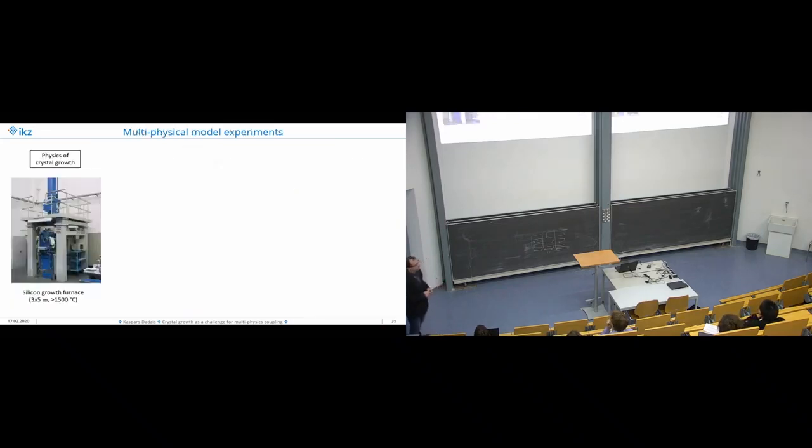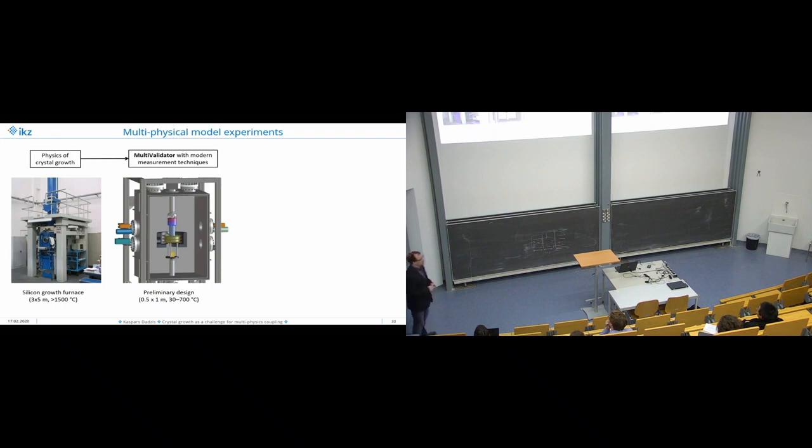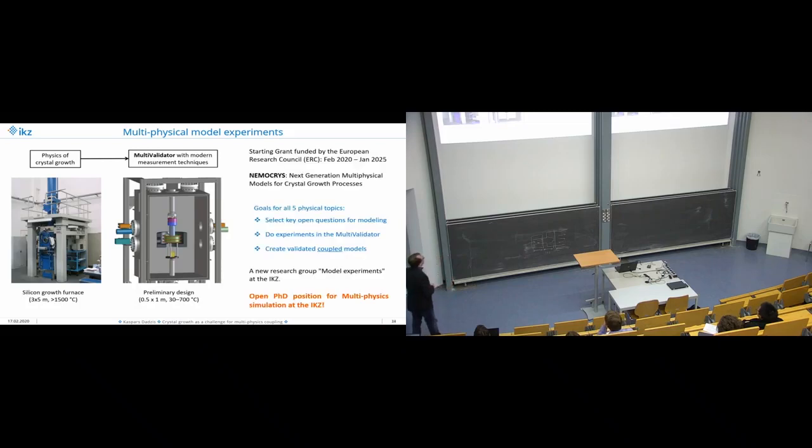And our strategy for crystal growth is now, we have this complex furnace, which works at about 1,500 degrees. And then we do a specialized design for crystal growth, with lower temperatures and smaller sizes, but with the main advantage that we have modern measurement techniques, which we can integrate in this specialized setup. Because we cannot really do any measurements in this big furnace, because you need a high vacuum there, you need high temperatures, and you cannot really install many parts in this furnace. This is a topic which we have in a starting grant funded by the ERC, which is starting now in February, for 5 years.